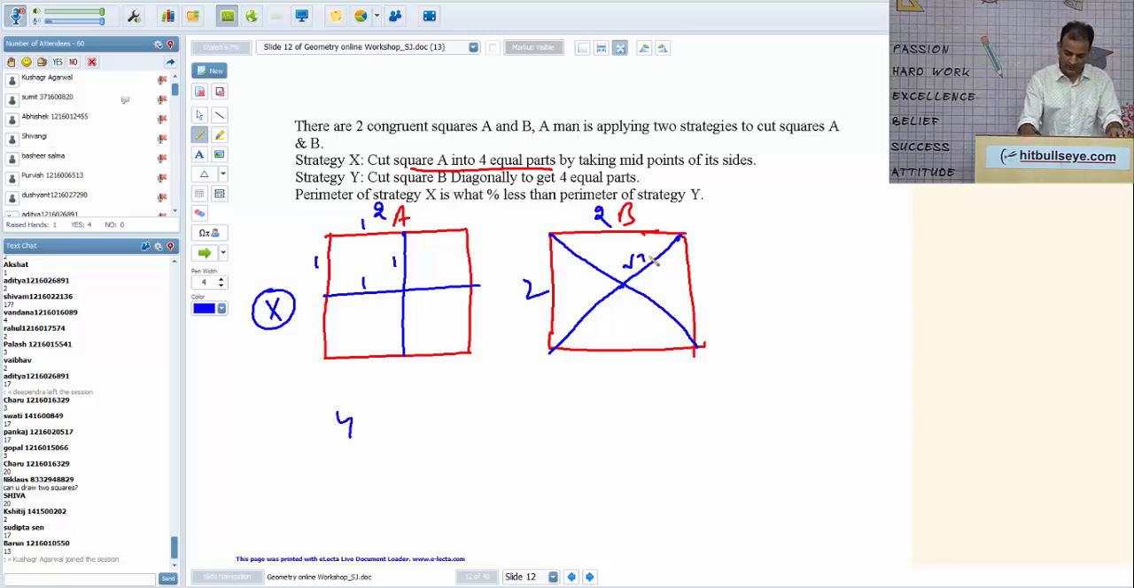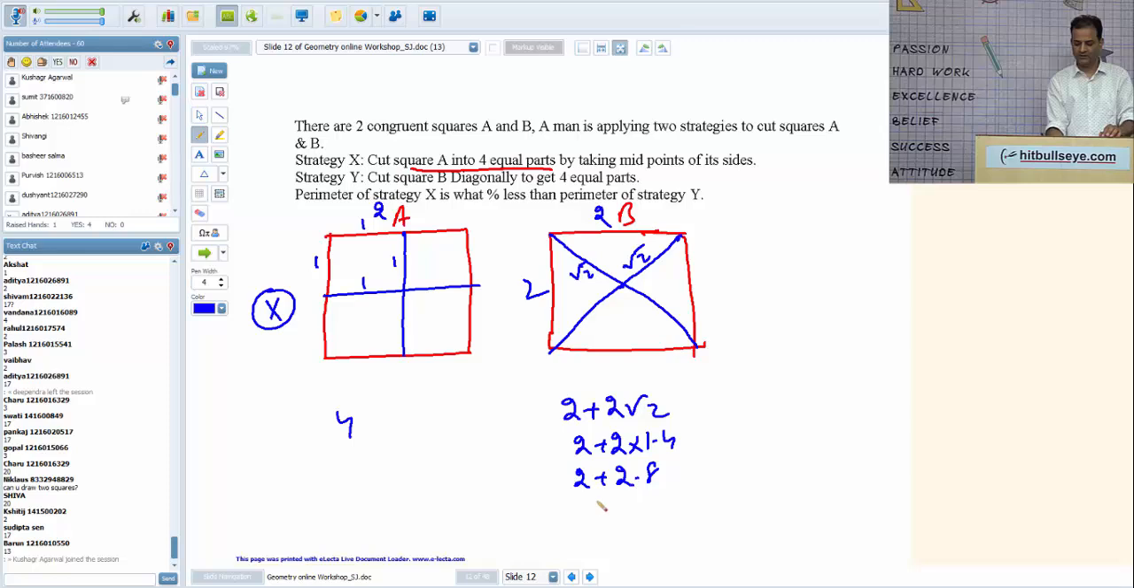So that means this will be root 2, this will be root 2. So what is the perimeter? 2 plus 2 root 2, root 2 plus root 2. So this will be 2 plus 2 into 1.4, which is 2 plus 2.8, it will be 4.8, and here the perimeter is 4. In strategy X perimeter is 4, in strategy Y perimeter is 4.8. I am not multiplying, because 4 pieces of this will be there and 4 triangles will be there. If I multiply by 4, it will again be a waste of time. 4 into 4 is 16, 4.8 into 4 will be 19.2, because the question is percentage wastage.